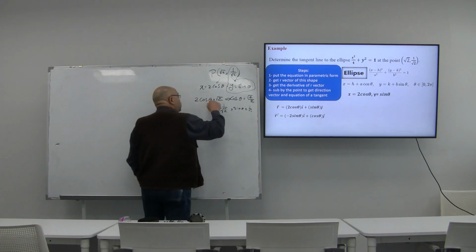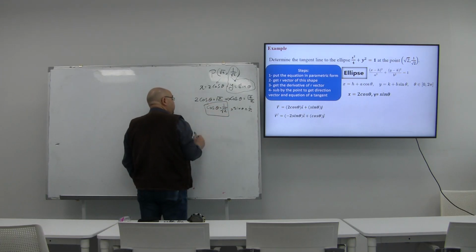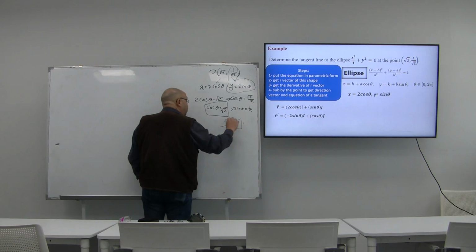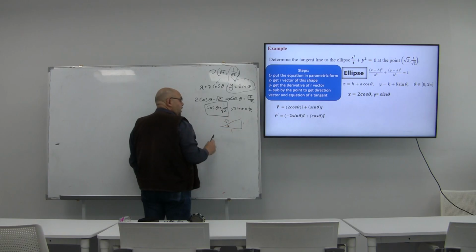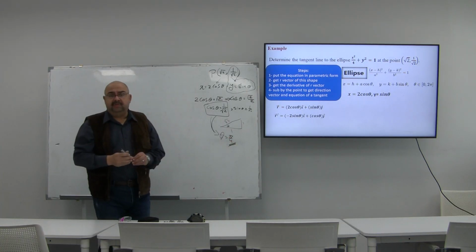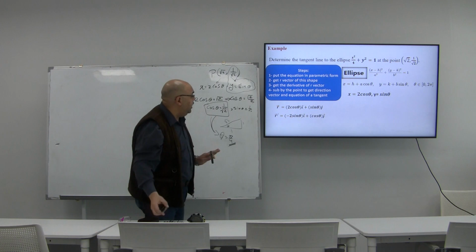So either using your calculator in order to get the value of theta, or building the triangle for cosine, which is simply 1, 1 and root 2. This is theta, and sine theta is exactly the same. So all of this will lead to theta equal to pi over 4. Now I know the value of theta.